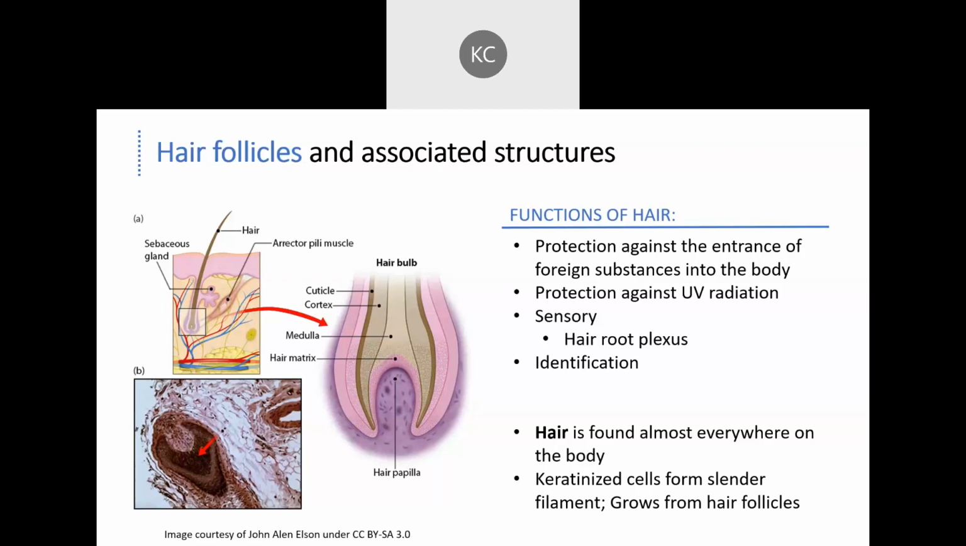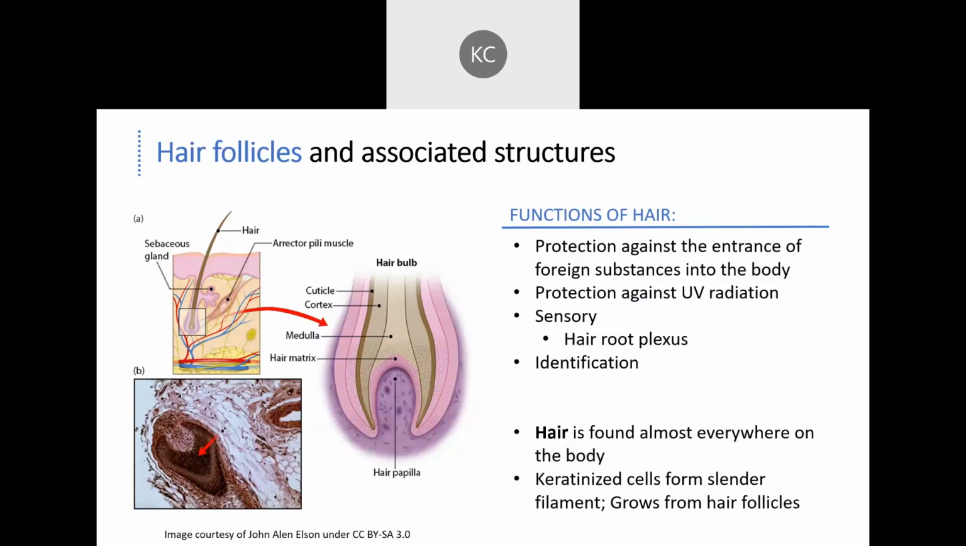Hair also serves a sensory function. There's a plexus of nerves that surrounds our hair root, which is called the hair root plexus. This is very easily tested yourself if you look at your hand or your arm and you run your finger over the hair without touching your skin. Just by moving the hair, you can sense that and you can perceive that, right?